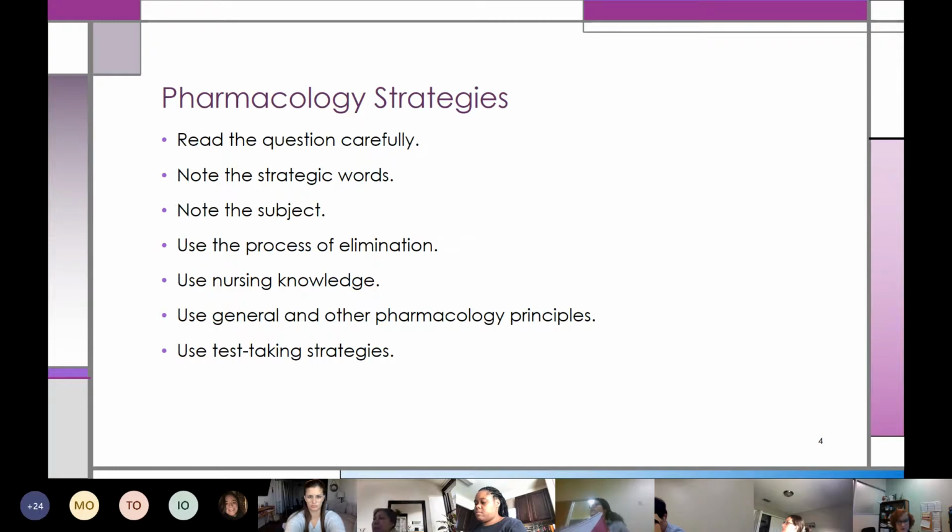And of course, you can use elimination processing, but remember, in most NCLEX questions, ATI questions, and quite a few of my questions, all the responses could be correct. So you have to think about, what is the safest thing that I could do for my patient? What is the minimally invasive thing that I can do for my patient?